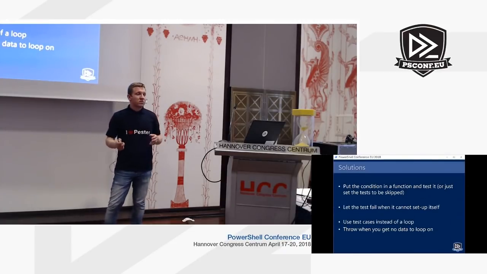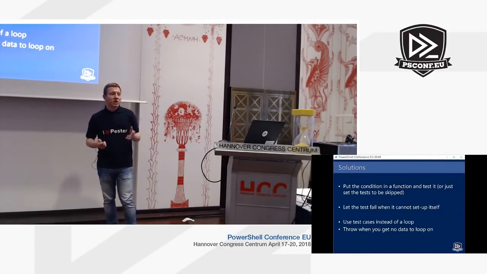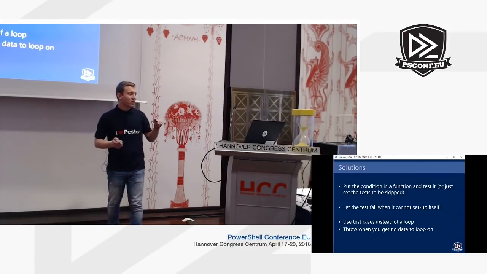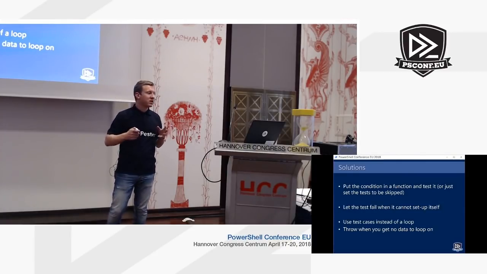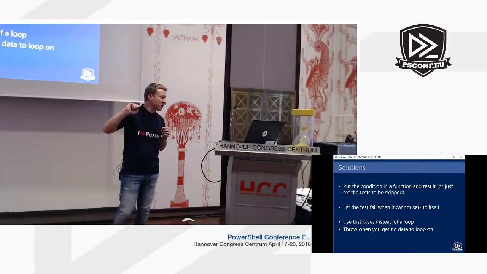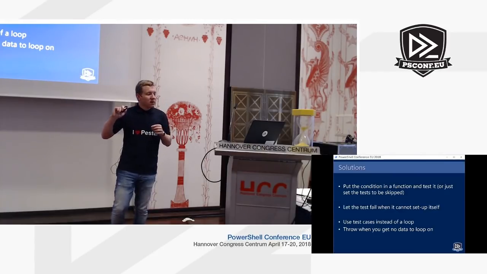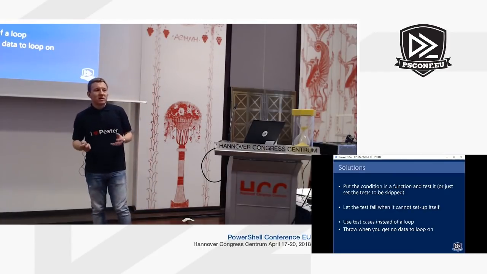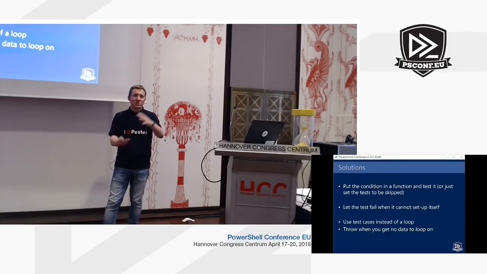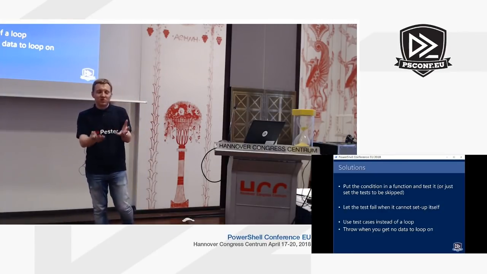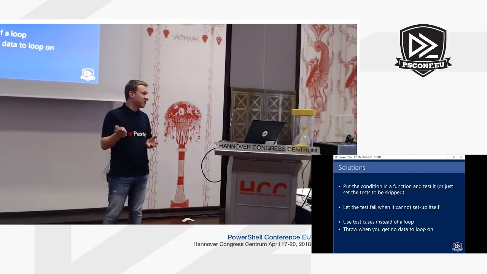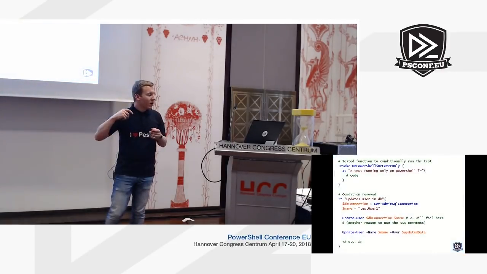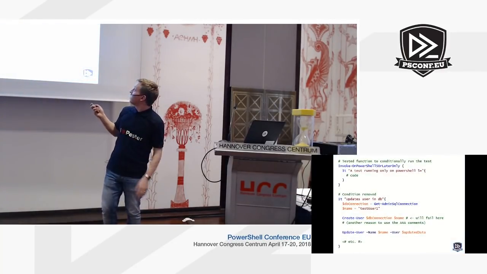So solutions: put the conditions into functions when you can. We will address that also in the testing your tests part that I will get to soon. Then let the test fail if it cannot set up. The test should fail because it couldn't do the thing that you wanted to do, so it should fail, not do conditions. And then you can protect the loop.